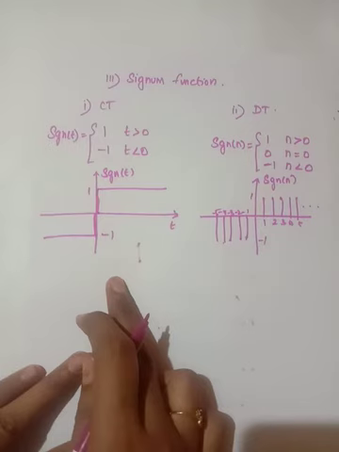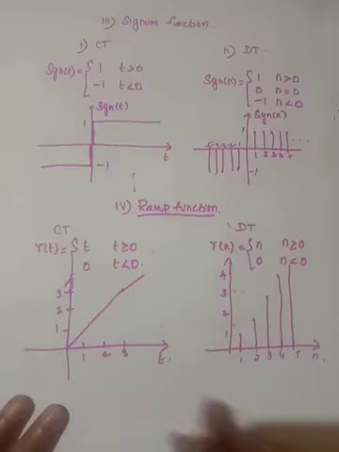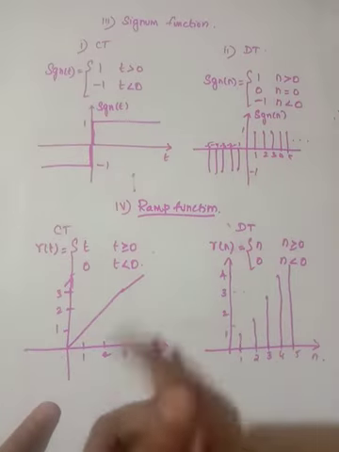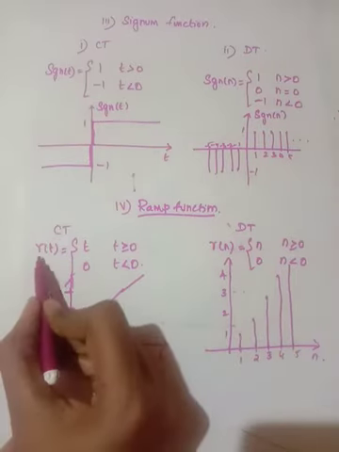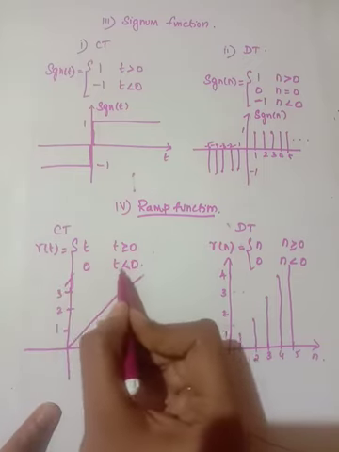So this is your continuous time and this is your discrete time function. The next function is a ramp function. In the ramp signal, the mathematical relation is r of t is equal to t for t greater than 0, and 0 for t less than 0.